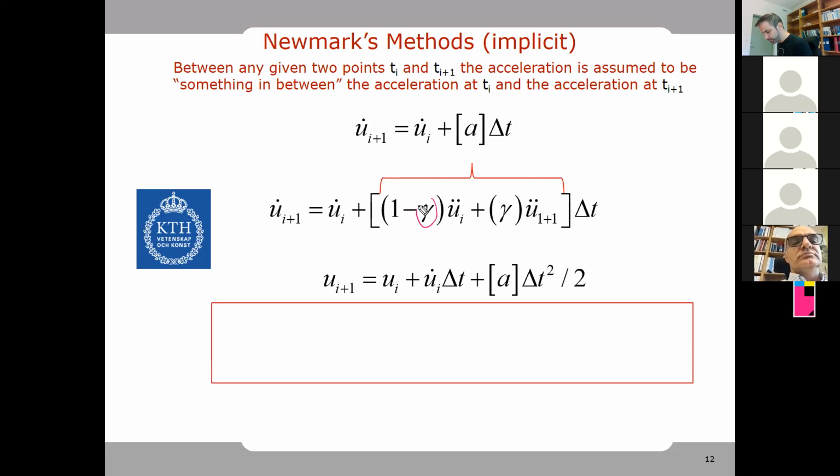parameter gamma, right? If we choose gamma to be 0.5, then of course the mixture is going to be 50-50. But we don't need to choose it to be 0.5. We can set it to other values, okay?